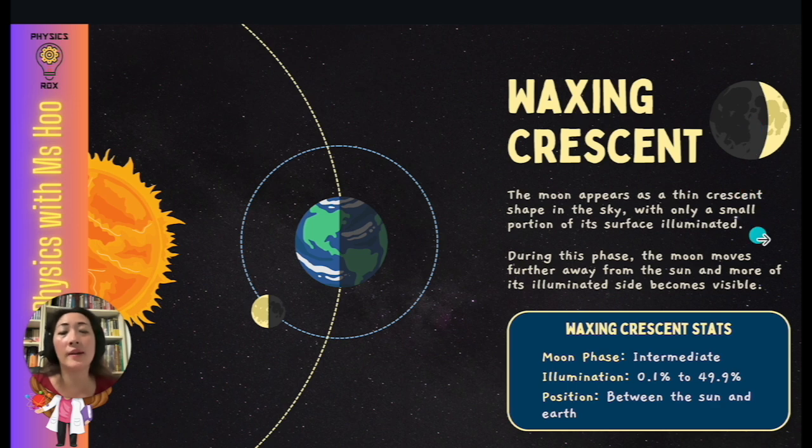So the moon appears as a thin crescent shape in the sky with only a small portion of its surface illuminated. During this phase, the moon moves further away from the sun and more of its illuminated side becomes visible. If you're trying to imagine, okay, how come we're seeing a crescent based on this? Here's what you can think of.